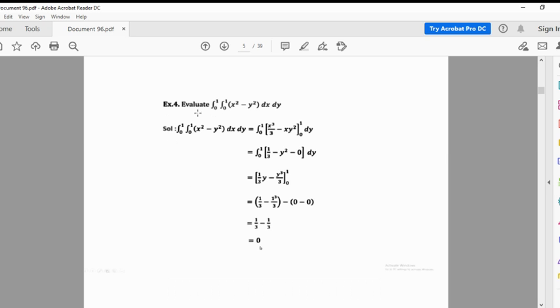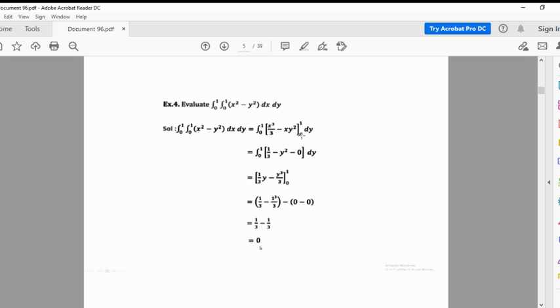Now next example, integration varies from 0 to 1, integration varies from 0 to 1, x square minus y square dx dy. So this integral becomes, first we have to take the integration with respect to x. The integration of x square is x cube by 3, and y square is a constant, so its integration is y square into x. The limit varies from 0 to 1. So put the first limit x is equal to 1: 1 cube by 3, that is 1 by 3, and then we get y minus y square.